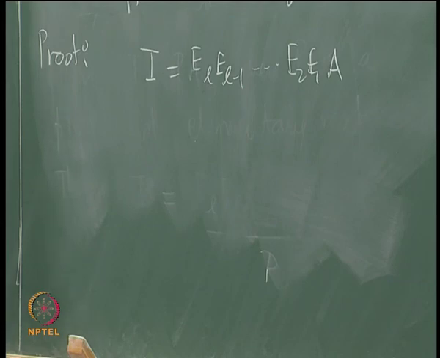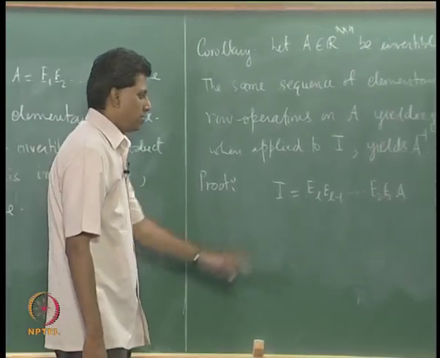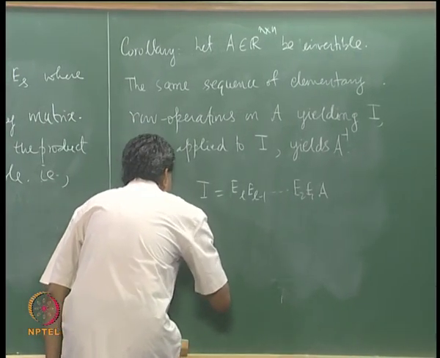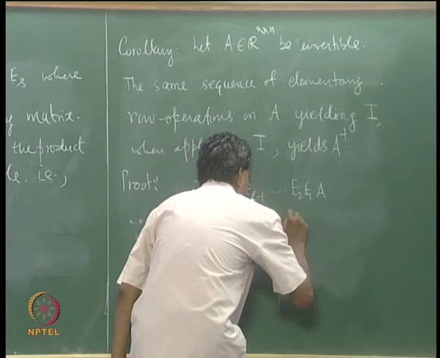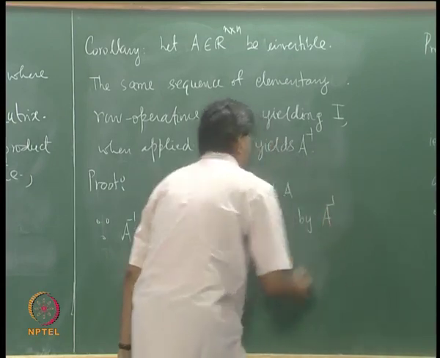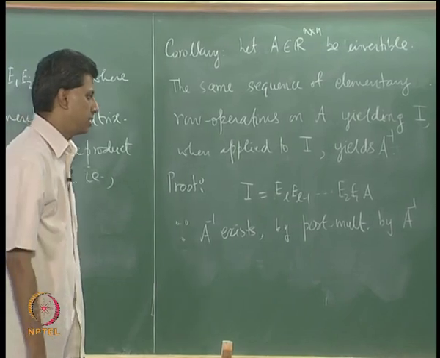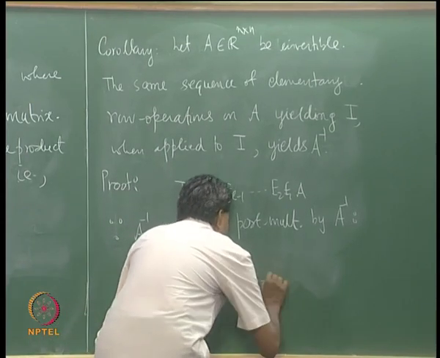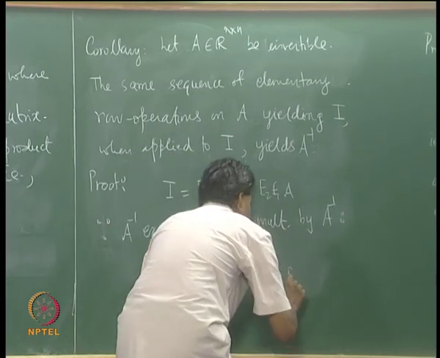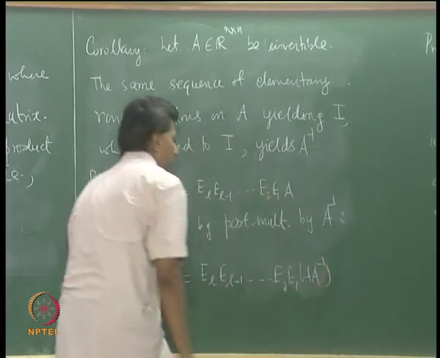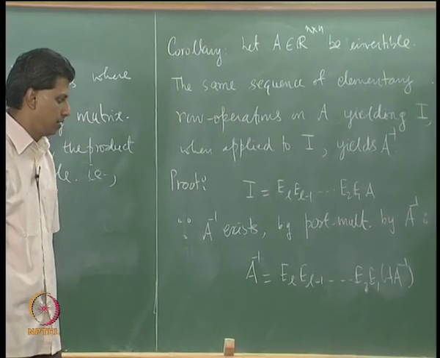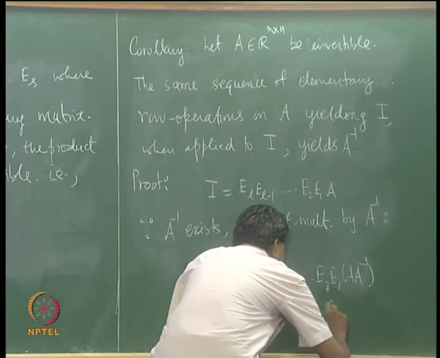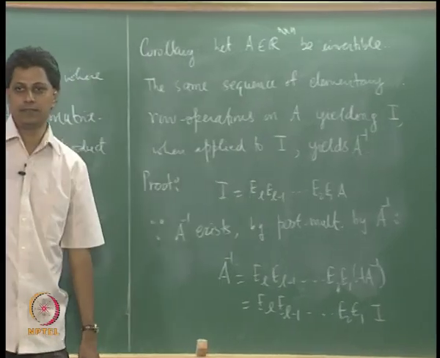I want to show that when I do this same sequence of operations on I, I get A inverse. What is given is that A is invertible. So I post multiply by A inverse. Since A inverse exists, by post multiplying by A inverse, this equation I post multiply by A inverse, I get the following. I get A inverse on the left, on the right, EL, EL minus 1, etc., E2, E1, A into A inverse. Matrix multiplication is associative. So I insert a bracket in the end like this. But this you see is precisely EL, EL minus 1, etc., E2, E1 being operated on I times I.